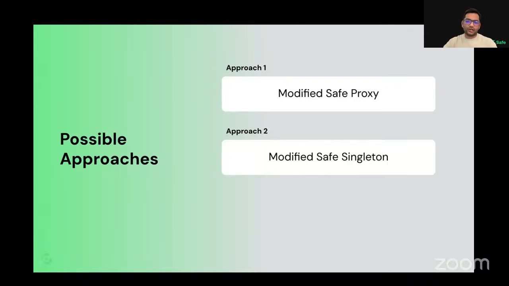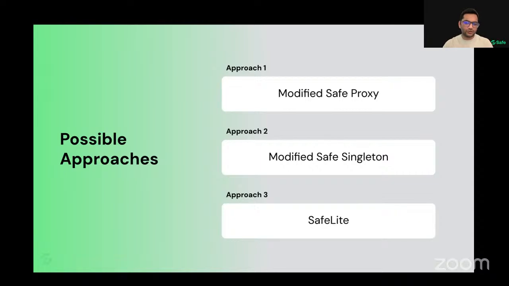Approach two is a modified Safe singleton, where we altogether remove the use of Safe proxy and just have a modified Safe singleton to which the EOAs can sign an authorization in the format which EIP-7702 specifies, and they can just start using their EOA wallets as Safe accounts. That's approach two. It has many more changes than the first approach. And we will go into the code details later.